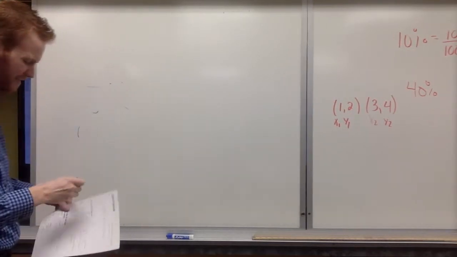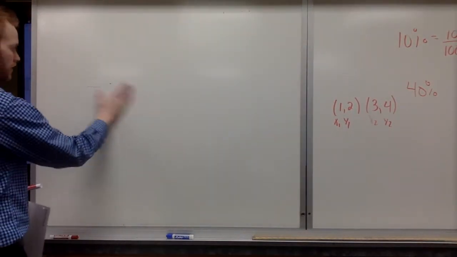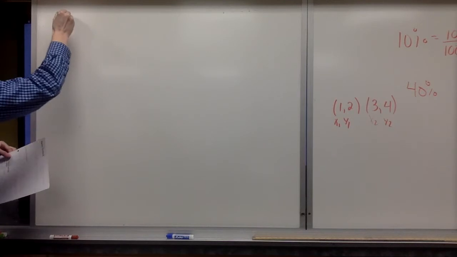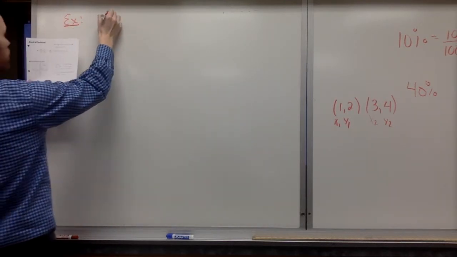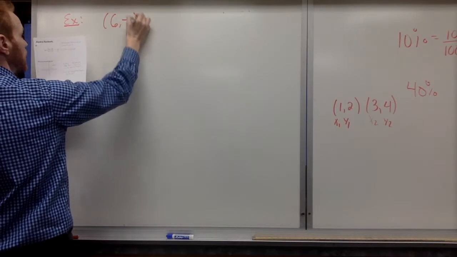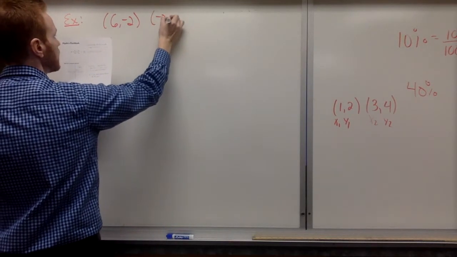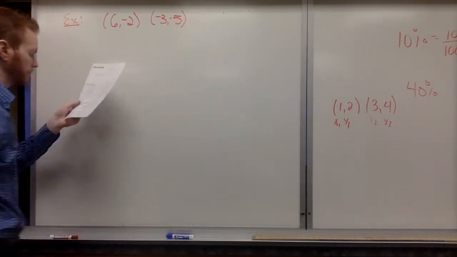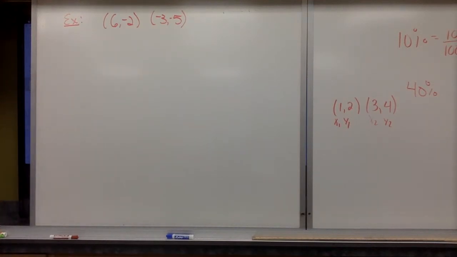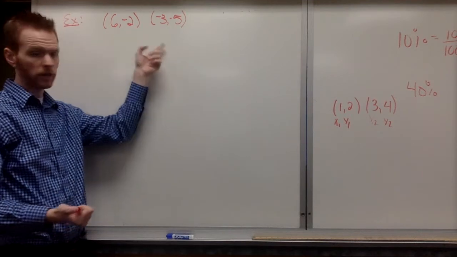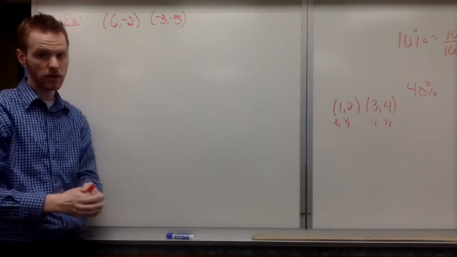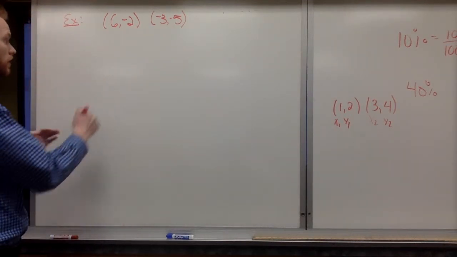There we go. So what we're going to do is I'm going to give you 2 points, and we're going to calculate its slope. Okay? So one of the points is (6, -2). The other point would be (-3, -5). Okay? And I'm going to figure out how far did I travel from here to here in a y and x direction. That's what slope is, essentially.